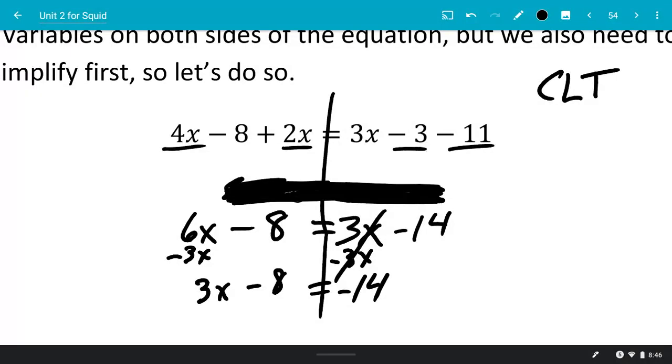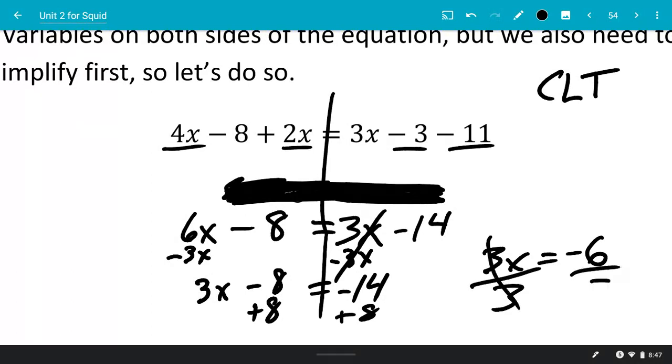Now what? Add 8. Add 8. 3x equals negative 6. Divide by 3. Divide by 3. X equals negative 2.